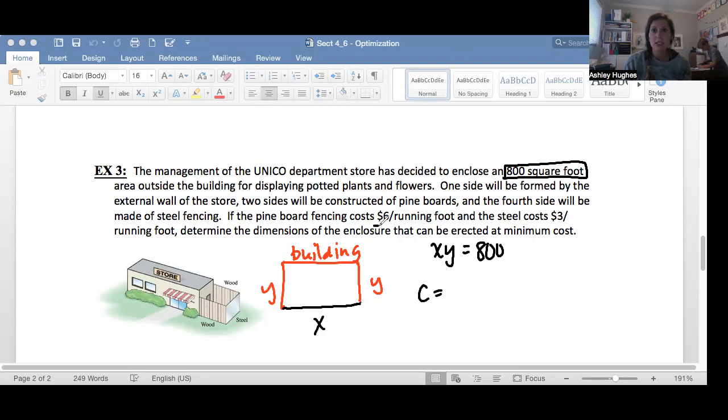So it says $6 per running foot for the pine board. So that is going to be, how much pine wood do I have? I have Y here and Y here, so that would be 2Y.